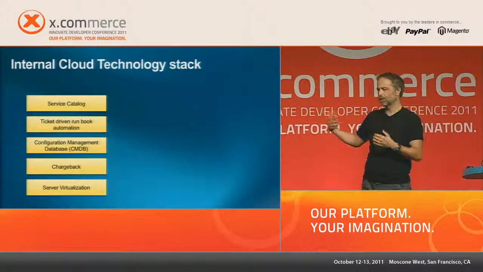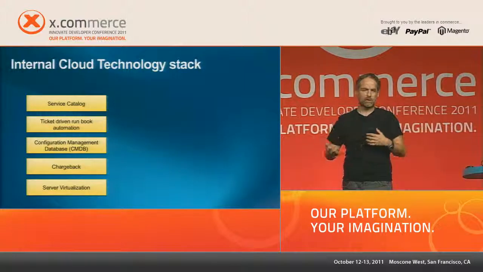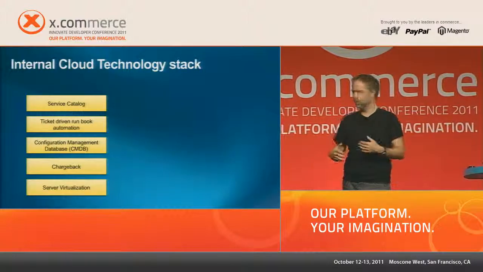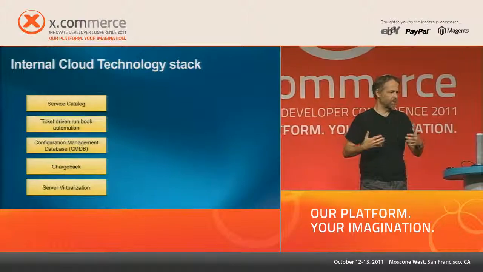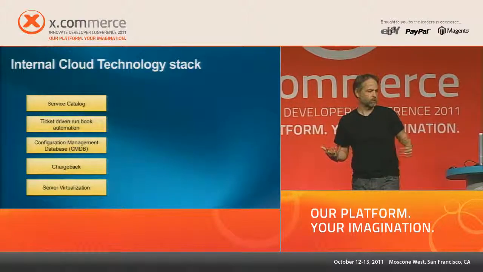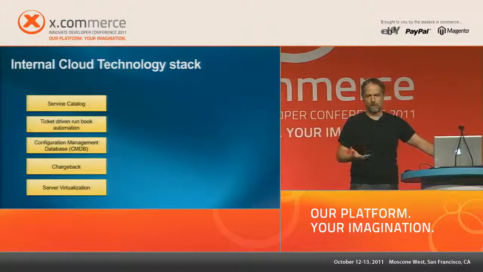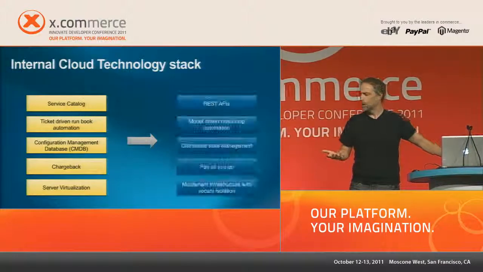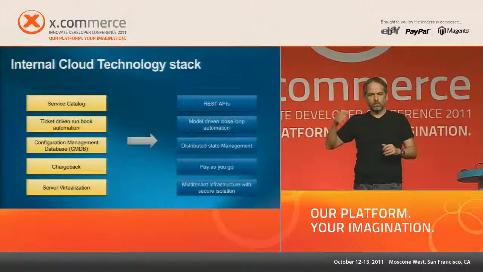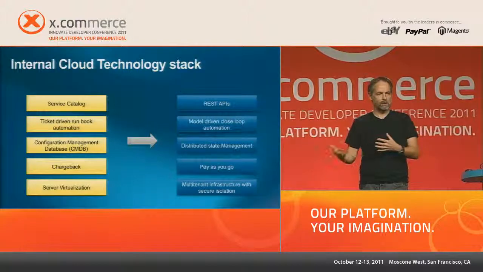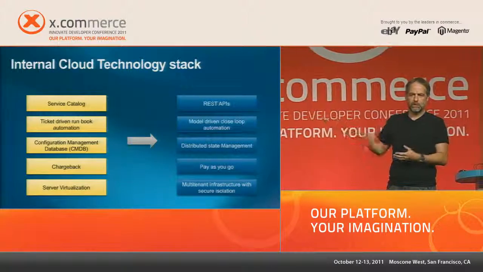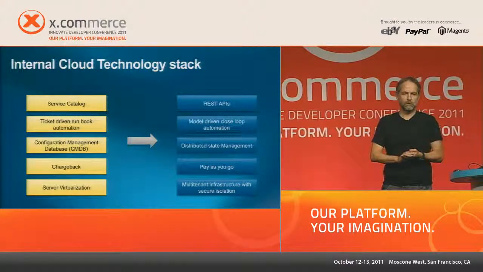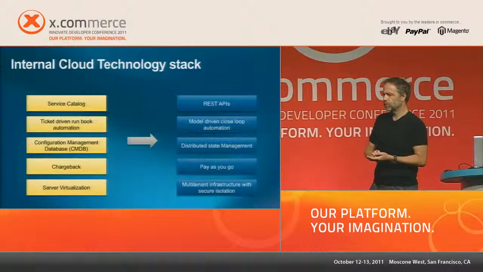If you look at the verbs that they are using, they talk about service catalog, CMDB, ticketing, runbook automation, chargeback, server virtualization. It's those types of verbs. When we looked at automating our infrastructure to build a cloud, we found that we need a completely different breed of tools. And if you look at the verbs that you hear for managing and automating a cloud, you have REST APIs. You don't want a service catalog. You want everything to be available through REST APIs.